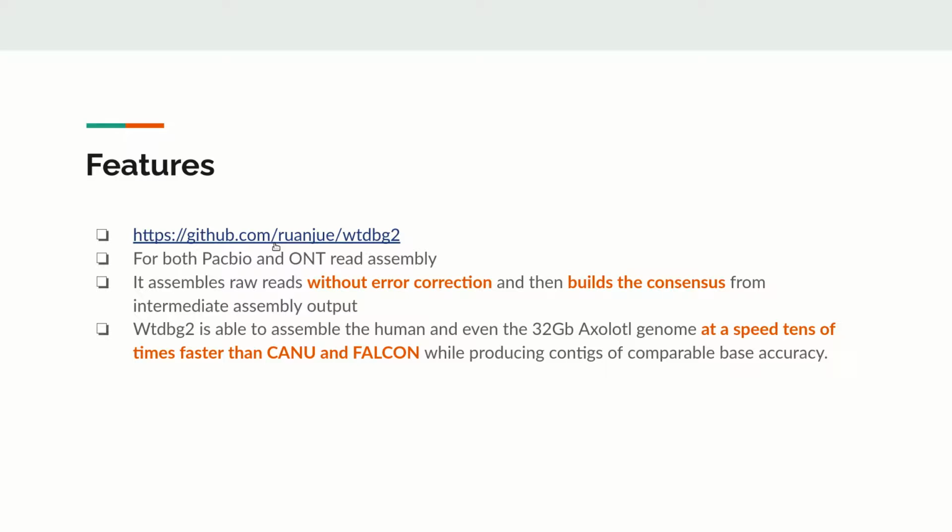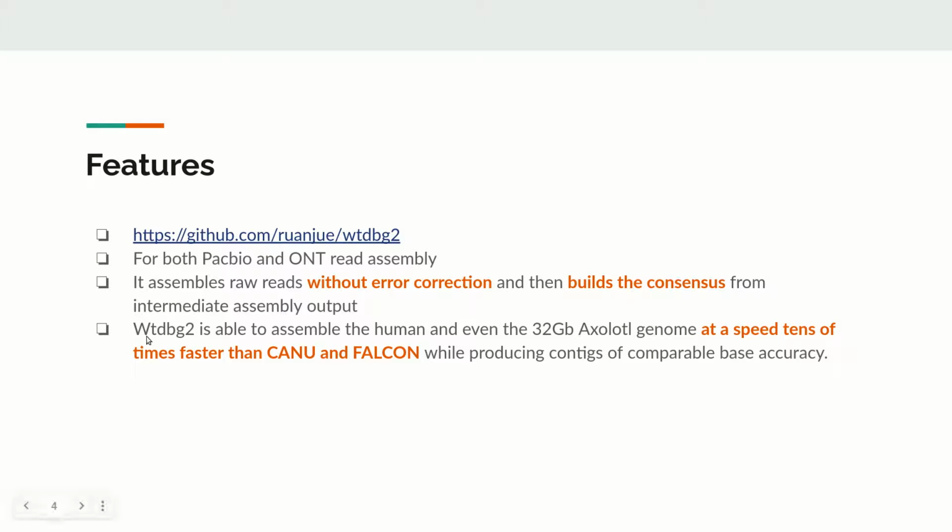Okay, so this is the link for this tool, WTDBG2, and this tool is able to assemble both PacBio as well as ONT reads. It assembles the raw reads without error correction, and then builds the consensus from the intermediate assembly output. So it has two steps. First it will do the assembly and then it will build the consensus.